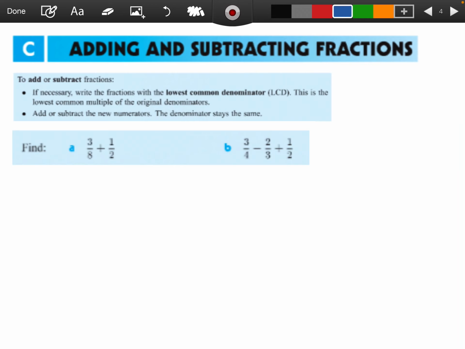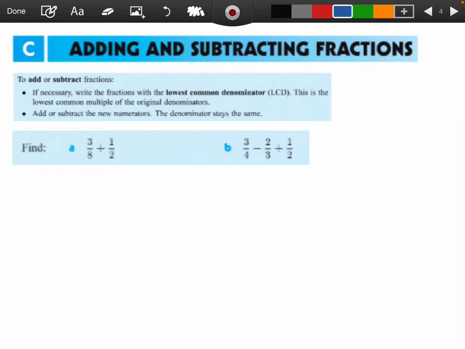So to add or subtract fractions, write, if necessary, the fractions with the lowest common denominator. It doesn't have to be the lowest common denominator, but it is easiest in the long run. If it is the lowest, it will require the smallest amount of simplifying at the end. But as long as you get a common denominator, you're fine. Again, you just may have to reduce it more at the end to put it in lowest terms. But this says lowest common denominator.